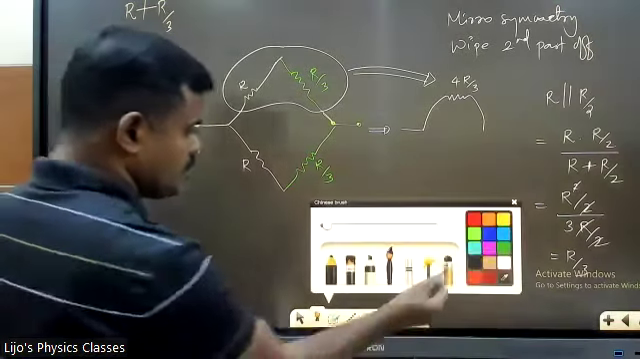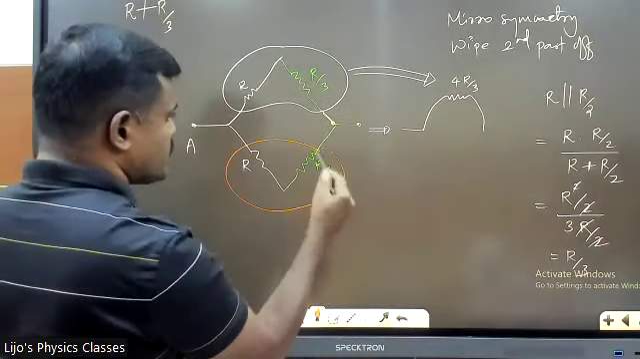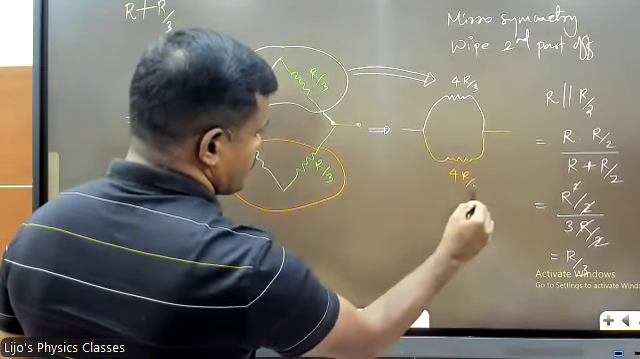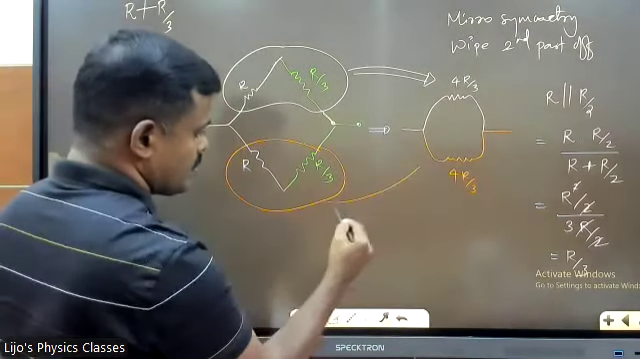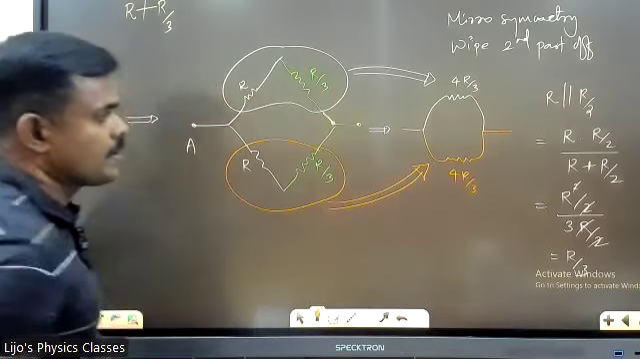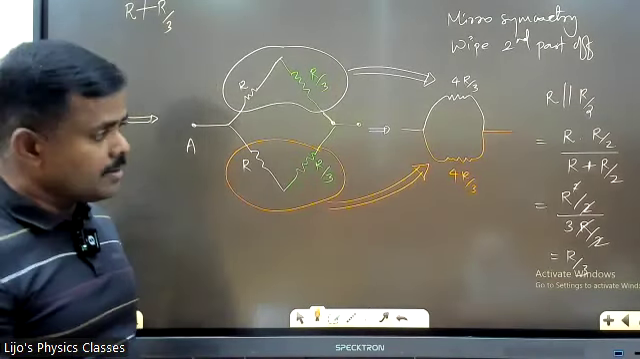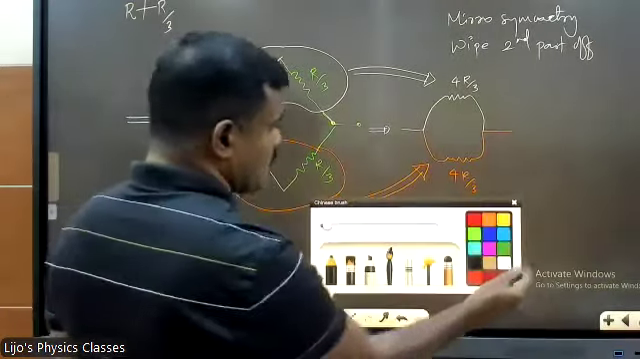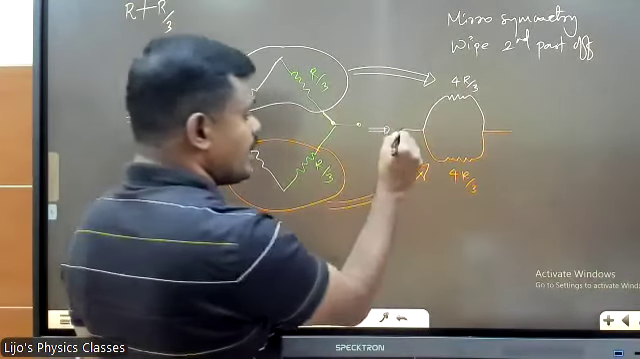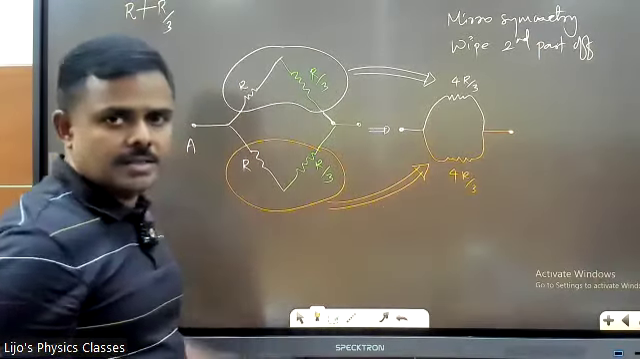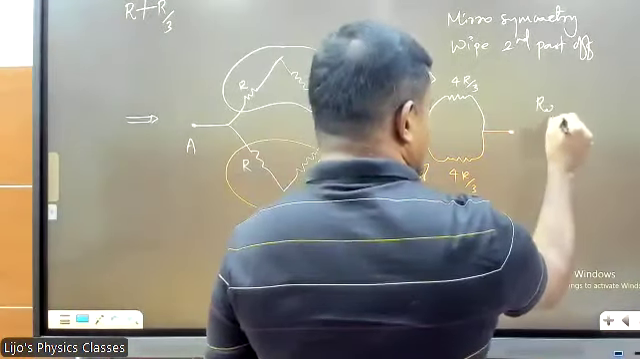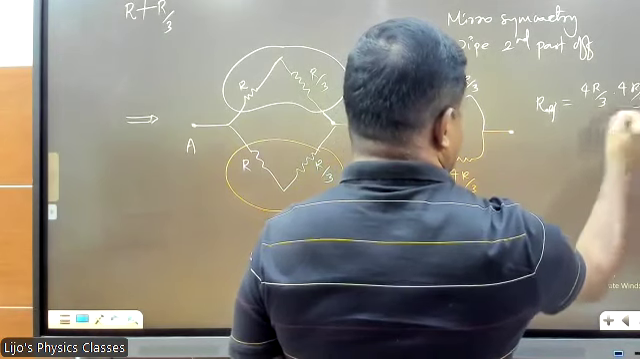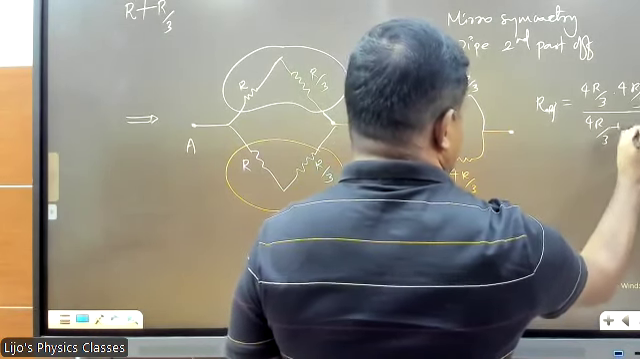Similar way, these two together are also what? That is also 4R by 3. Correct? Got it? Now, how about those two? 4R by 3 and 4R by 3 are in what kind of a combination? They are in parallel combination. The moment you see it, you have it, right? They are in parallel combination, isn't it? So, what is R effective? R effective is equal to 4R by 3 into 4R by 3 by 4R by 3 plus 4R by 3.